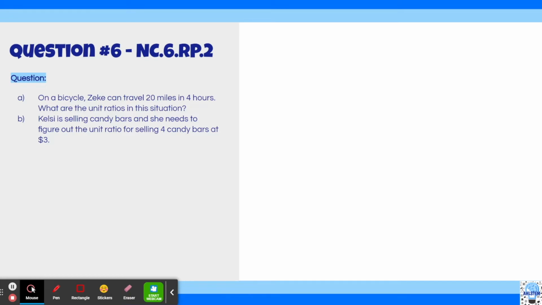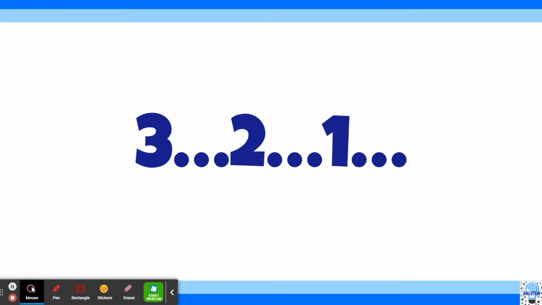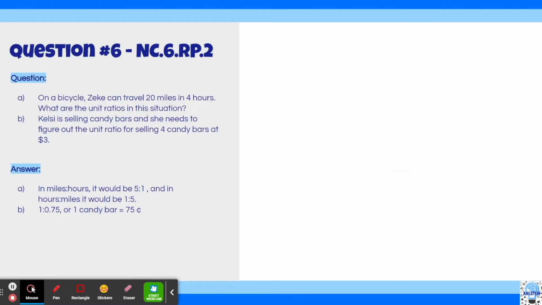Okay, pause the video here and solve these two problems and check your answers when I reveal them in a few seconds. Ready? 3, 2, 1. So for the first problem, in miles to hours notation, it would be 5 to 1, and in hours to miles notation, it would be 1 to 5. For letter B, it would be 1 to 0.75, or 1 candy bar equals 75 cents. So if you got this question right, feel free to skip on, and if you didn't, or you just want to review, I will explain it right now.